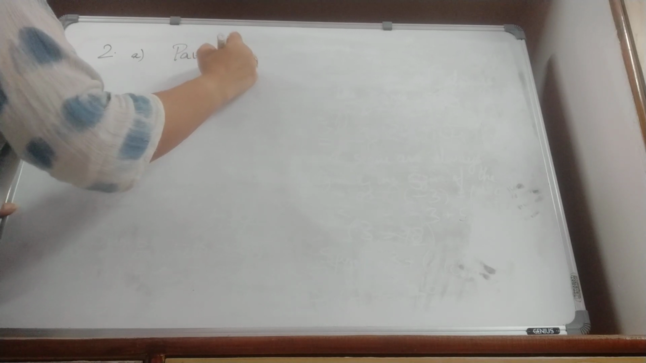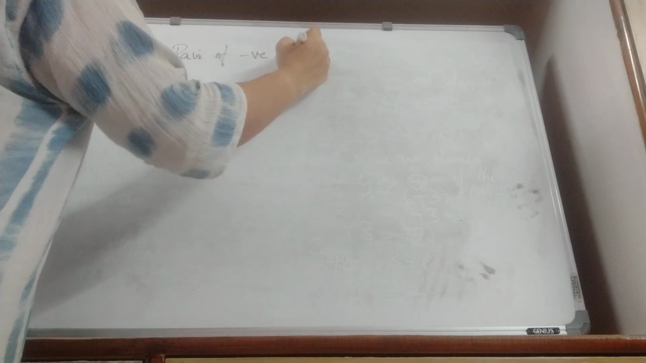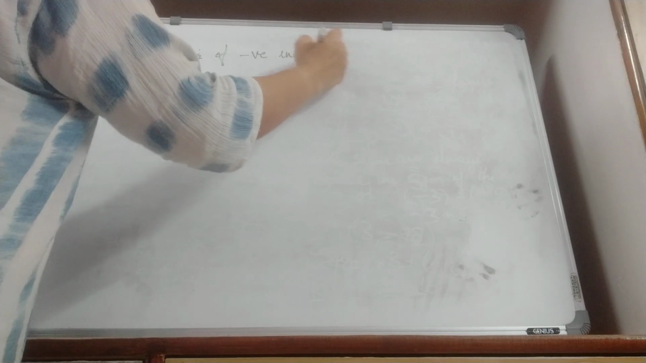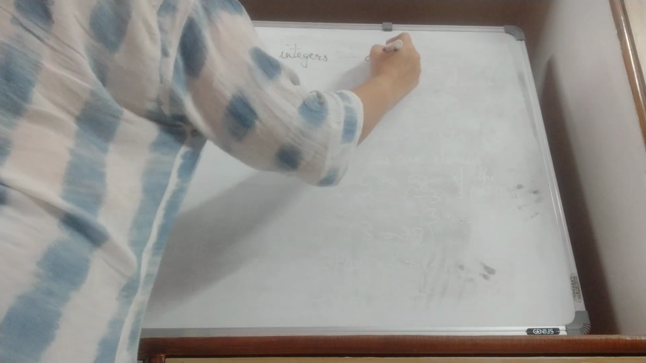Now the second question says, write a pair of negative integers whose difference gives 8. Now they are saying A part, pair of negative integers. This is given in the question. So this is what I was saying, that sometimes you will be given a particular case that we want negative, we want positive, and the difference is 8. So difference is 8.